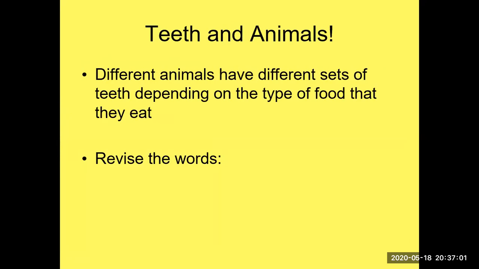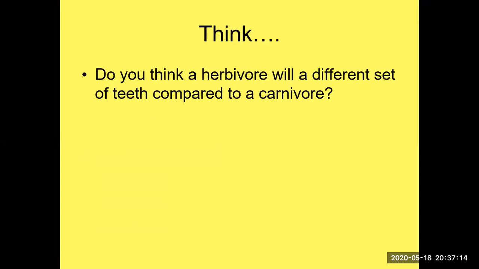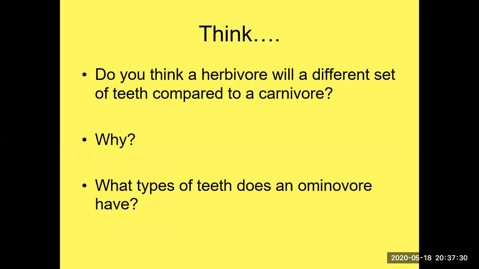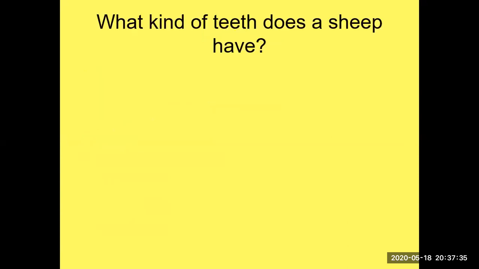Teeth and animals. Different animals have different sets of teeth depending on the type of food that they eat. Revise the following words: herbivore, omnivore, and carnivore. Think. Do you think a herbivore will have a different set of teeth compared to a carnivore? Think about it. Why do you think so? What types of teeth does an omnivore have? What kind of teeth does a sheep have?